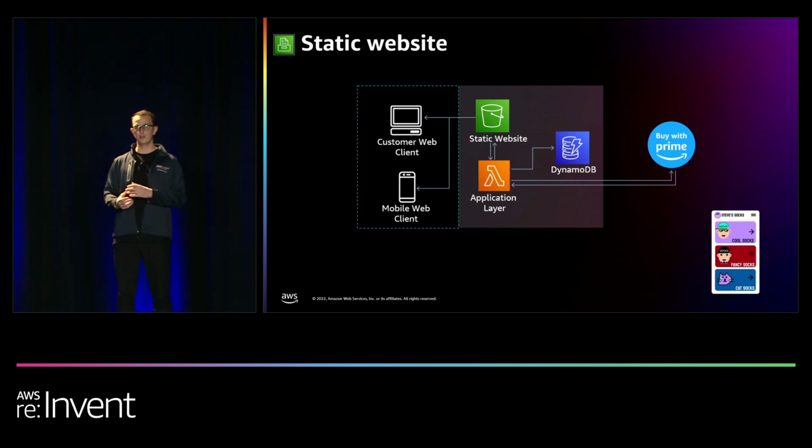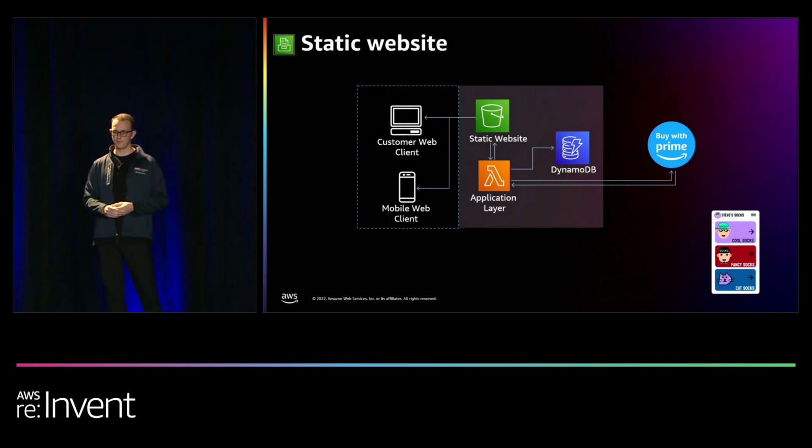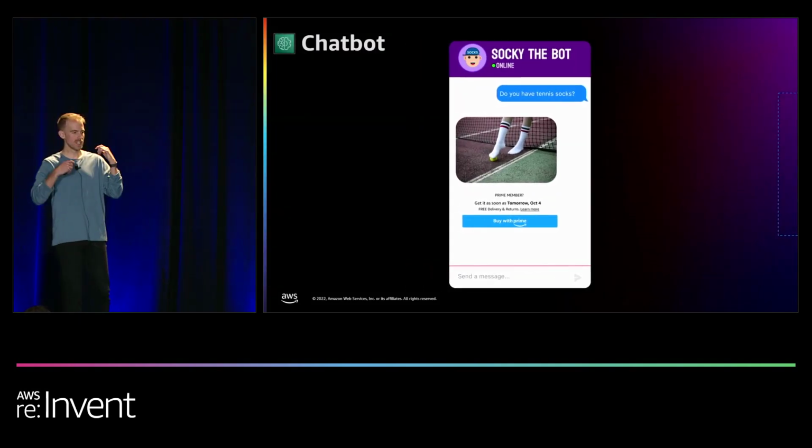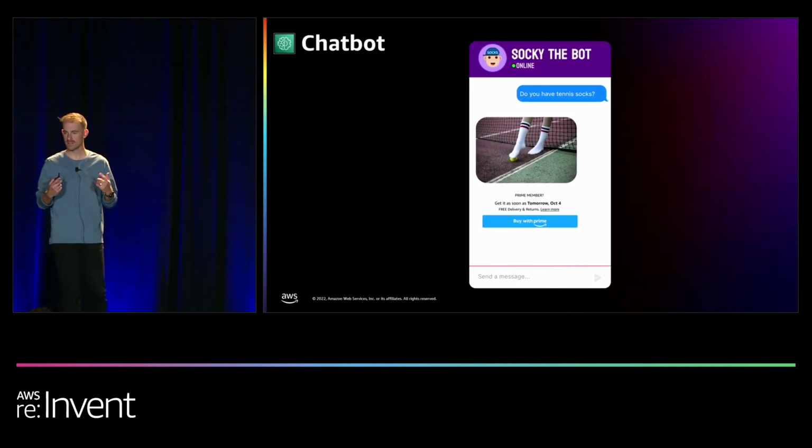You can pick which parts of it you use, or you can replace it all together. But Buy with Prime will empower that for your storefront. Now let's pretend like our customers really care about chatbots. They want to be able to text something, buy socks directly from a chatbot.